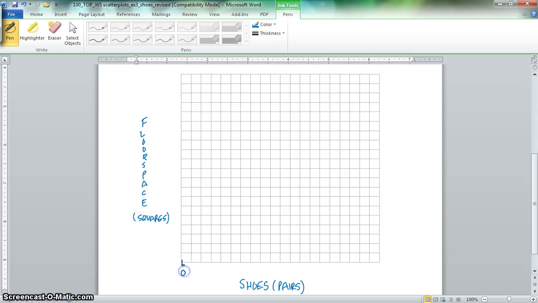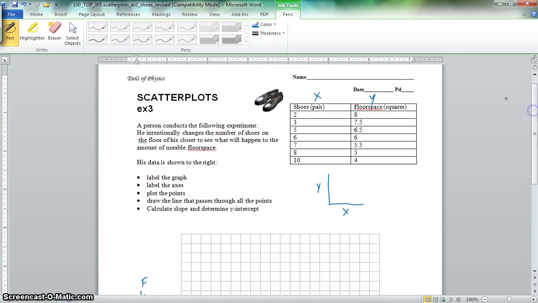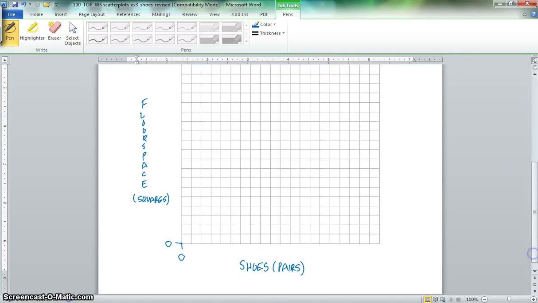Both axes must start from 0, so I will put 0 in there. And now for the x-axis, the shoes, I see that I have to get up to 10 shoes there. This is a 20 by 20 grid, so I will make every 2 boxes equal to 1 pair of shoes. So there's my third, fourth, fifth pair of shoes, 6, 7, 8, 9, 10. So I'm using all of that space there.